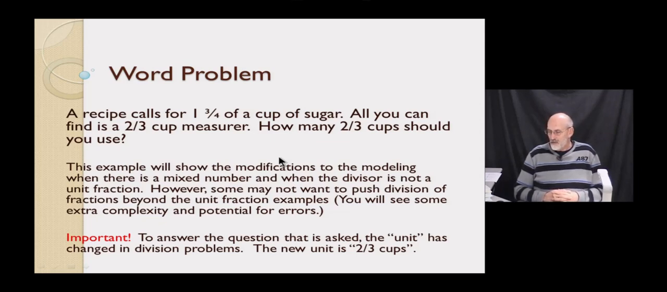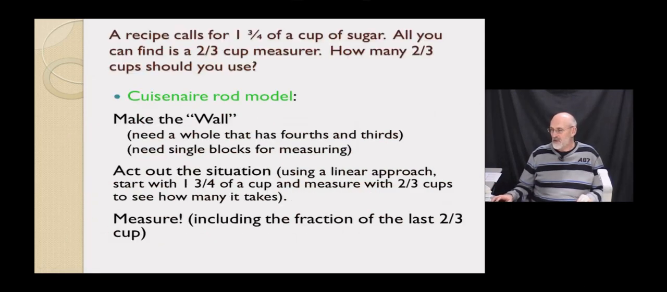Again, you may not want to deal with the complexity involved in this. This just gets a little bit more involved, especially with the new unit being 2/3 of a cup. It won't be something that will show up in the wall. Then you have to go find a new rod. So it is a little bit more complex, but we'll just model it just to see. We're going to do the same thing, make a wall, act out the situation, and measure it. So we're going to measure how many 2/3 it takes, including what fraction of that last 2/3 it would take if we want to get all the way to exactly 1 3/4.